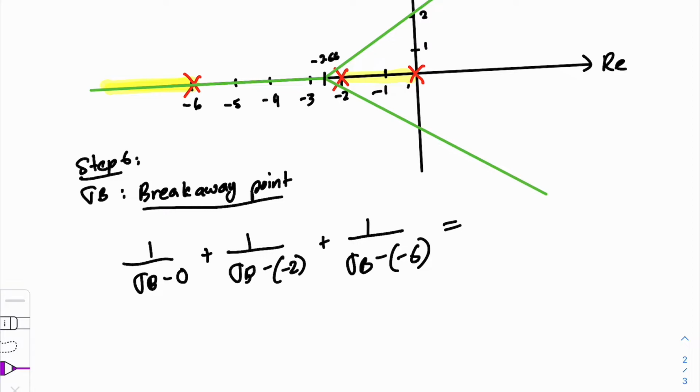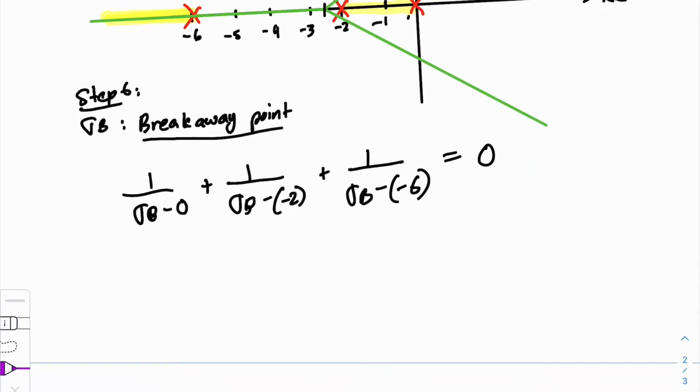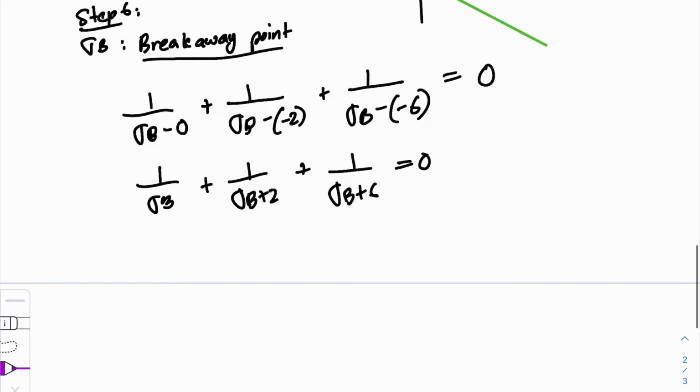If you have zeros, then you have 1 over sigma b minus whatever value of zero that you have. If you have many zeros, you can put them there similar to what I did for my poles. In this case there is nothing, so you just put 0. Then you're going to simplify this: cross multiply, have a common denominator, and solve the mathematics for your value of sigma b. You're going to use the quadratic equation to find this. So first we do the cross multiplication and have a common denominator.